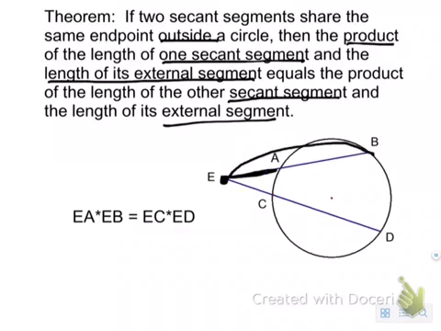So notice EA is outside the circle, so that would be your external part, and EB is the whole secant. Notice I'm not using AB, the chord inside, only the external part and the whole secant. And I also have to multiply EC, my external part because it's outside, times ED, which would be the whole secant. Again, I do not use CD inside the circle. So let's look at a couple of examples.